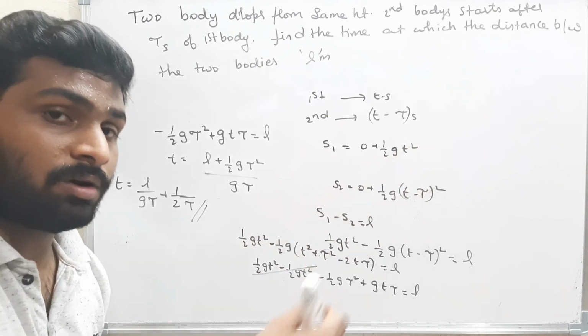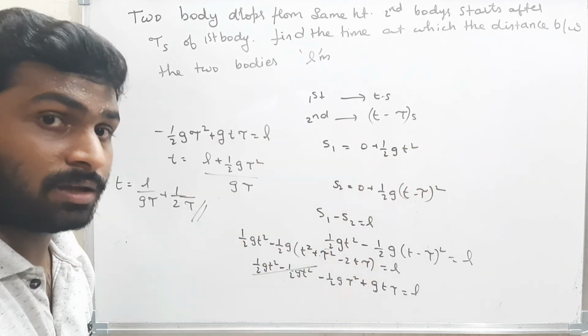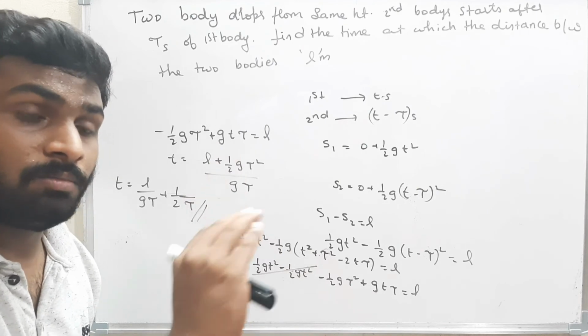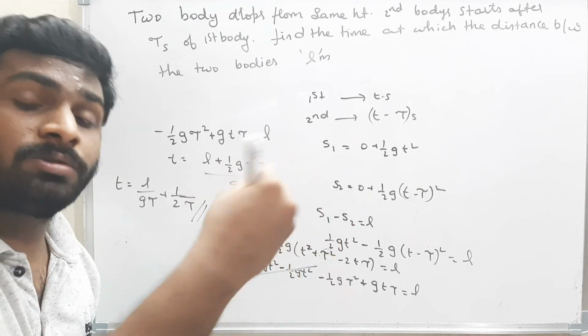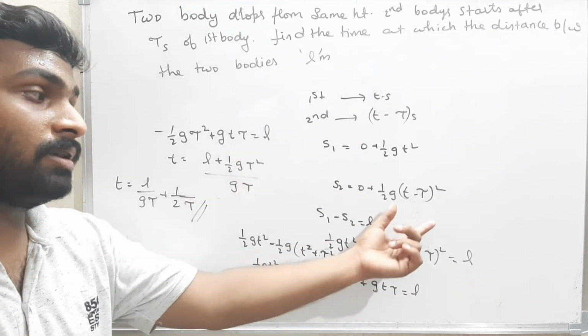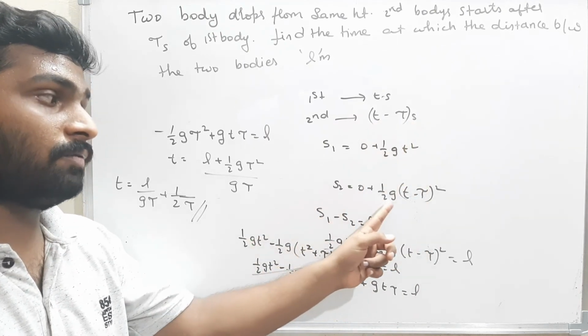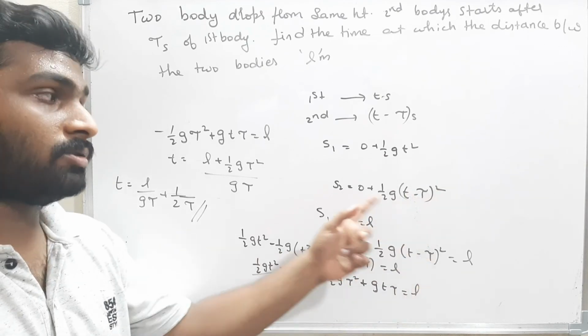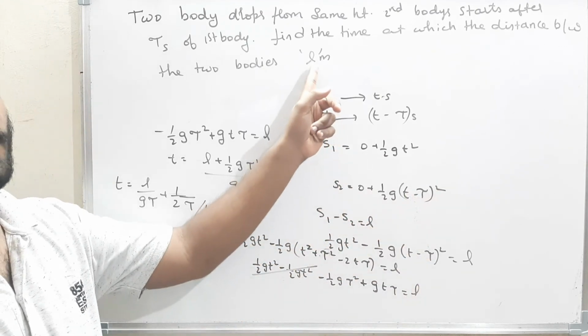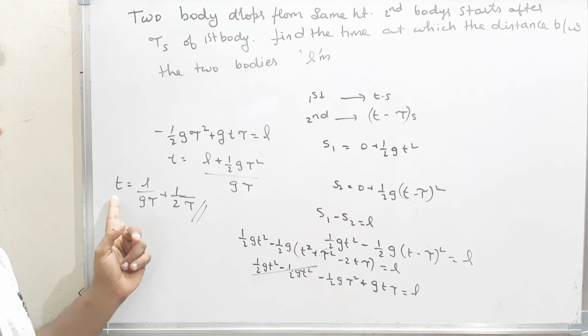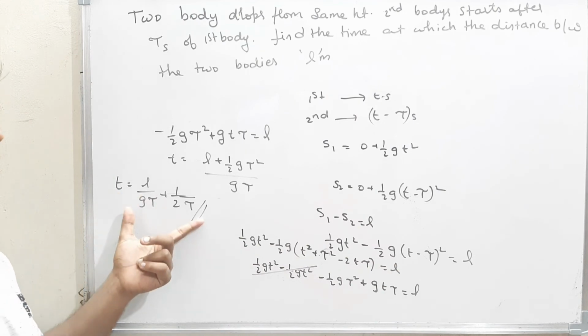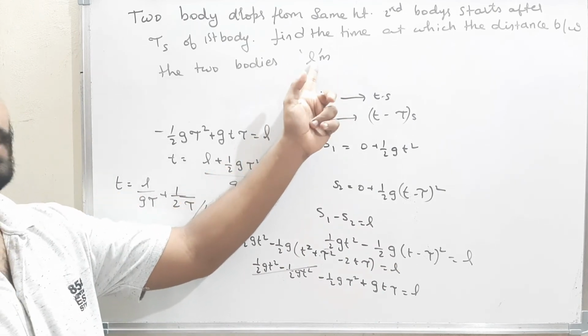Now, when the first body is in the air for t seconds, the second body won't be in the air for t seconds, because it is released after tau seconds. That means it will be in the air only for t minus tau seconds. Therefore, the distance traveled by the second body is half into g into (t minus tau) whole square. Now subtract it. That must be equal to L. Therefore, I finally got the time. At this time, the distance between the two bodies will be L meters.